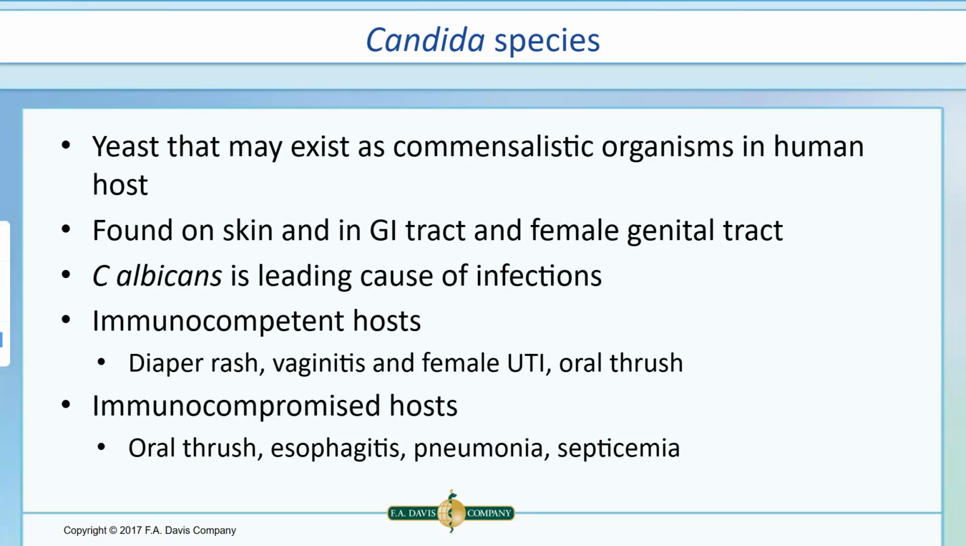So we're talking about vaginal yeast infections and oral thrush. And oral thrush is pretty common in babies, with the yeast infection forming on the tongue. In immunocompromised hosts, it can cause oral thrush, esophagitis, pneumonia, and septicemia.